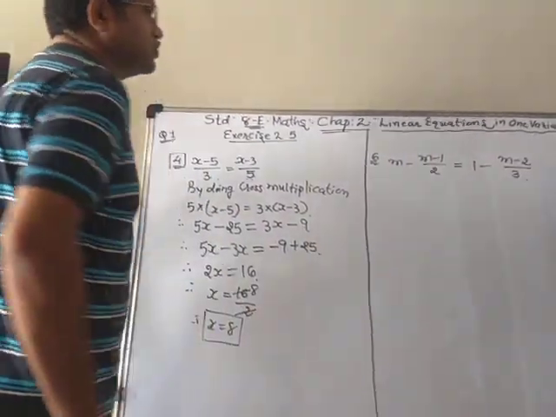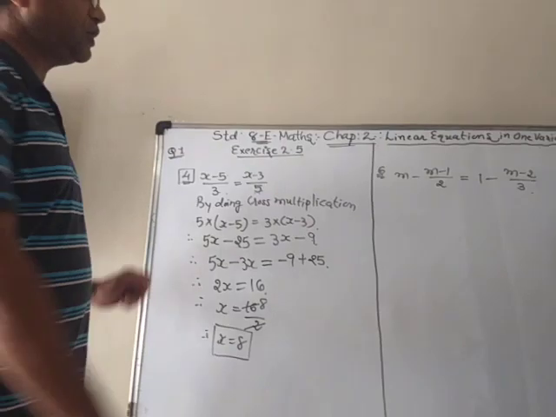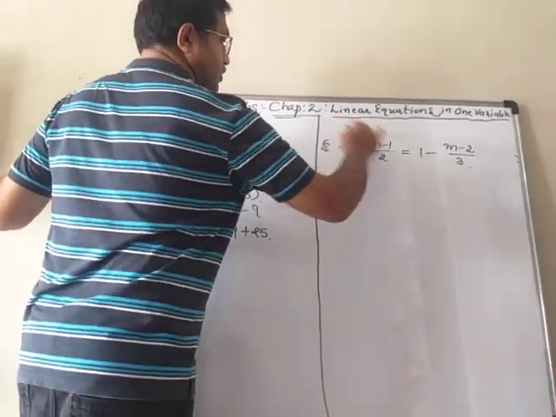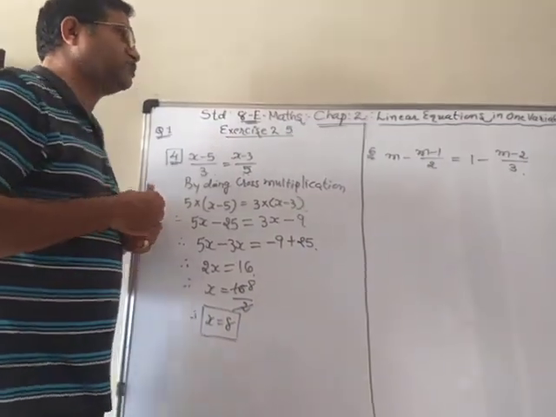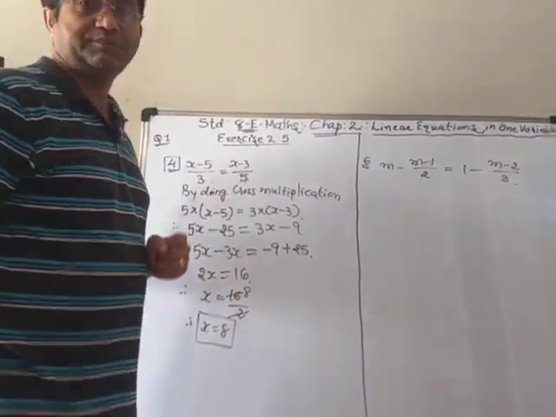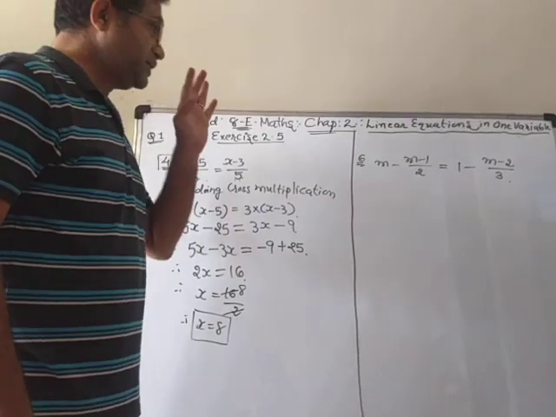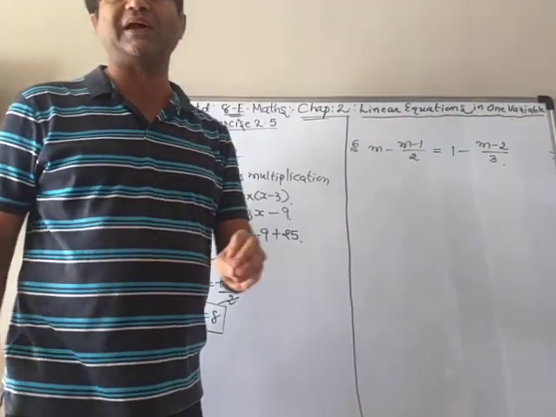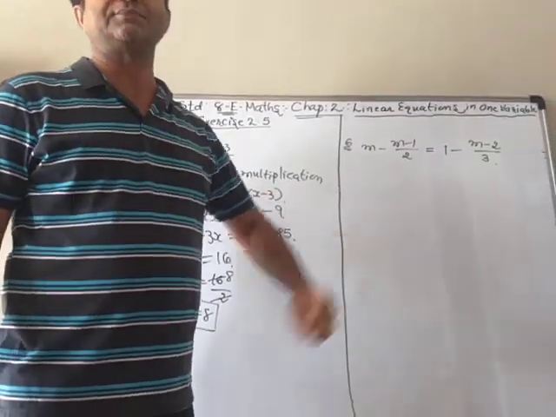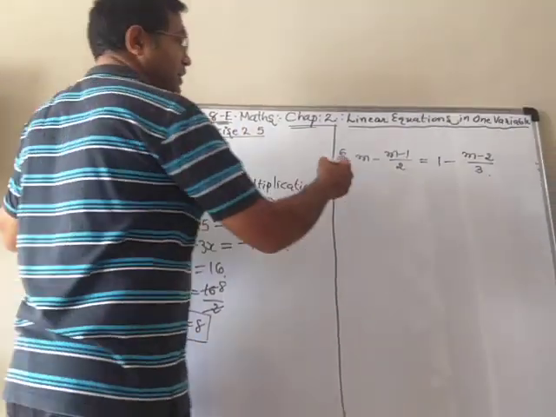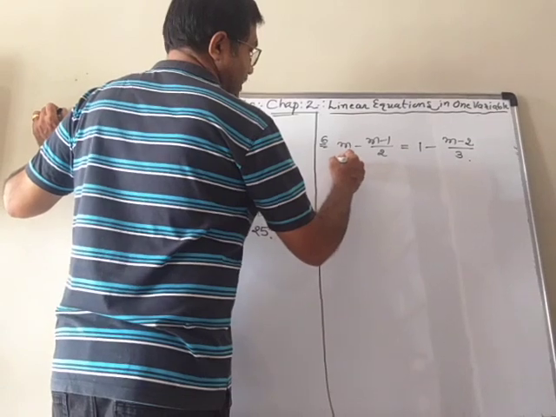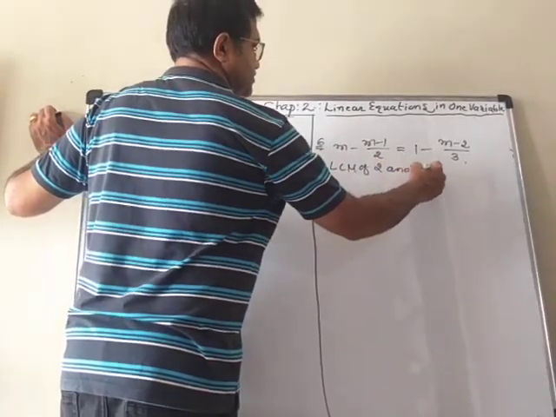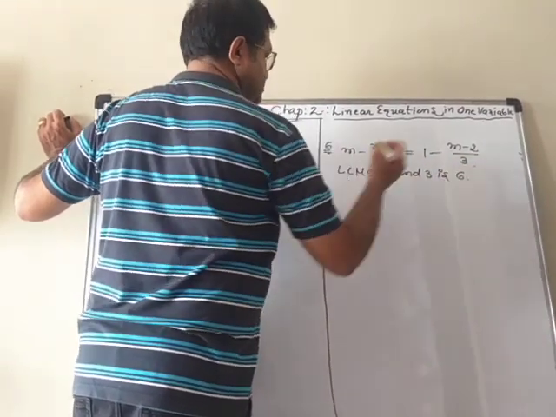So here you can't do cross multiplication. Why? Because look here, there are two terms here also. So here cross multiplication is not possible like in the previous sum. So now in this situation we find the LCM of the denominators and multiply all the terms by that LCM. So LCM of 2 and 3 is 6.